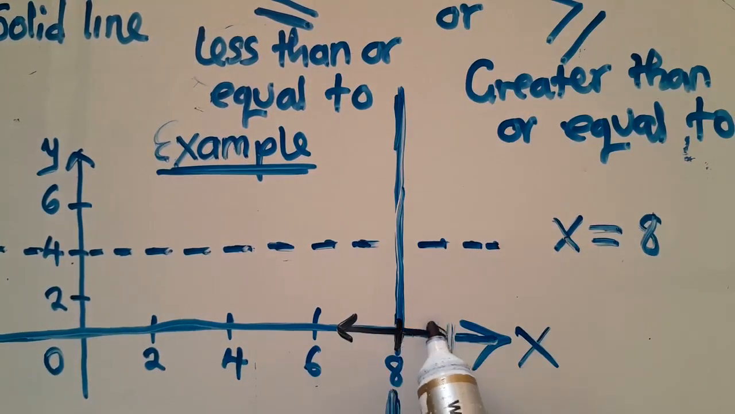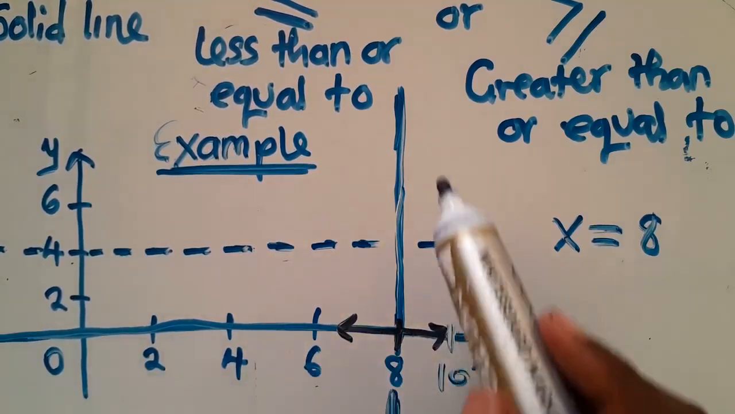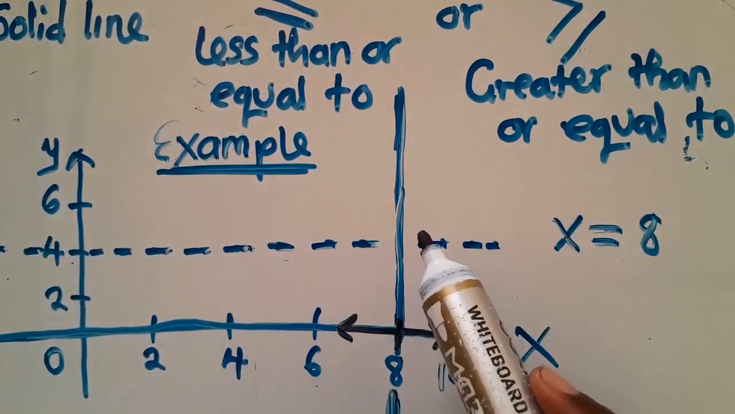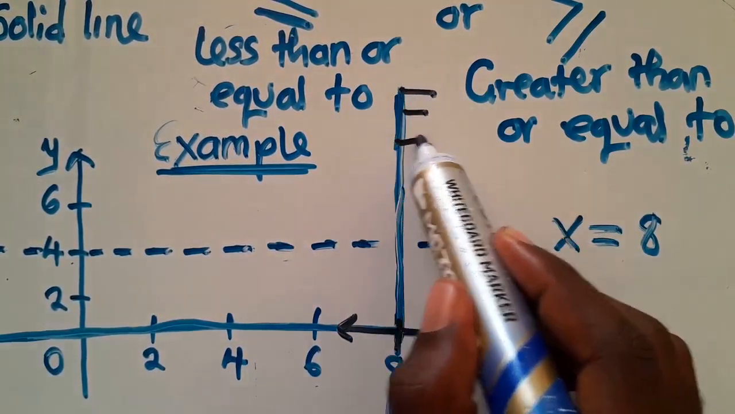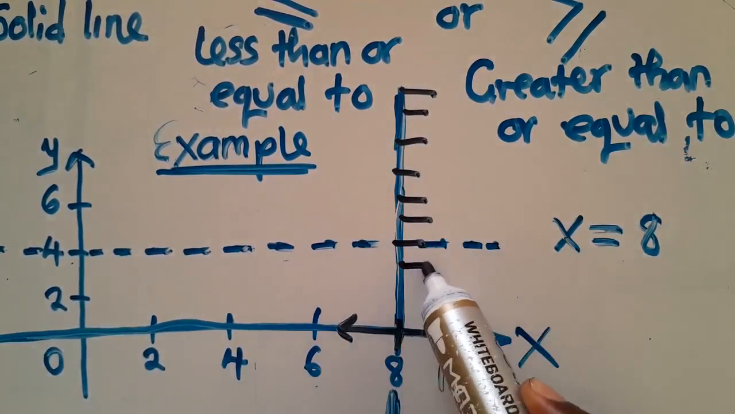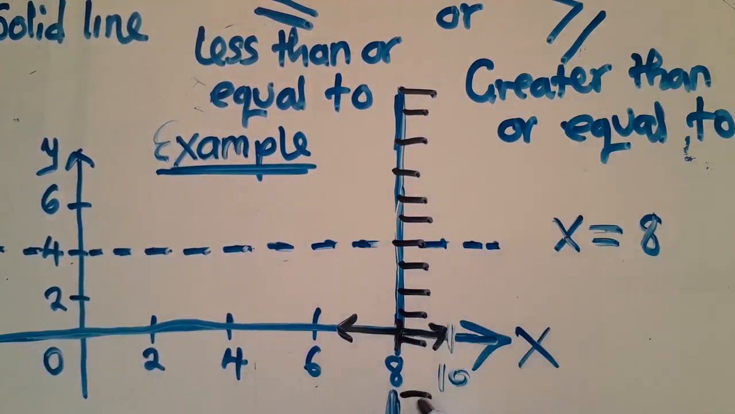But when you start going this other side, numbers are increasing. So the part where numbers are increasing is called greater than. The part where numbers are reducing is called less than. So, since we are talking about inequalities, let us shade this part. This is the part that we are going to shade.